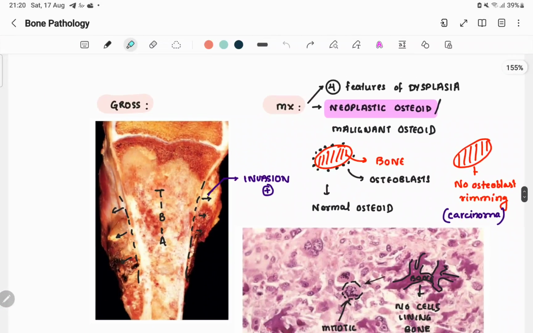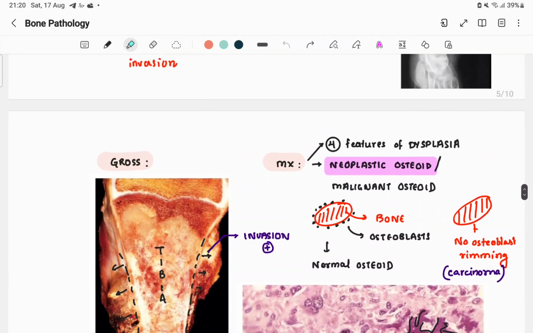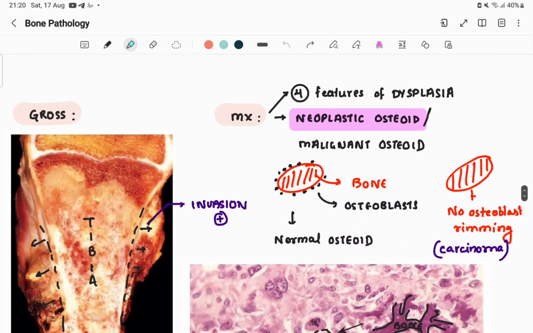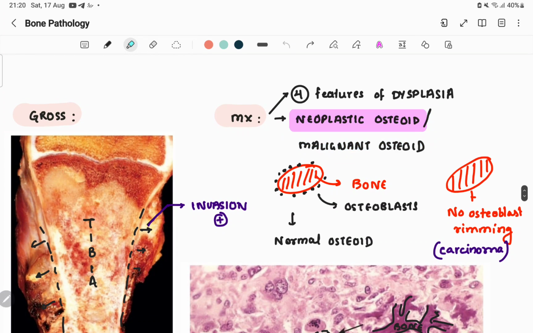And what is the microscopy? Okay, microscopy. Neoplastic or malignant osteoid will be present. There will be the 4 features of dysplasia. You know the 4 features of dysplasia, right? I guess you all know: the loss of polarity, the presence of mitotic figures, atypical mitosis, then invasion and all. Then neoplastic osteoid or malignant osteoid is present.